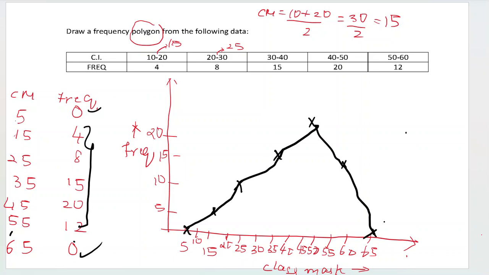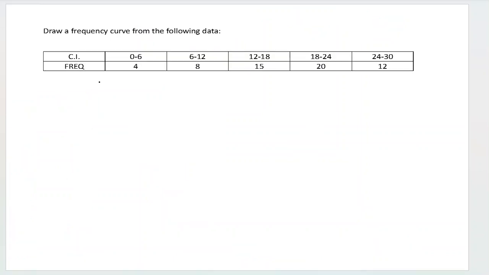So in a frequency polygon, we create a column with class mark and frequency. We add two additional end cases and we plot class mark with frequency using straight lines. Now we move to the next problem, in which we have to draw a frequency curve from the following data. So again here we plot class mark with frequency.